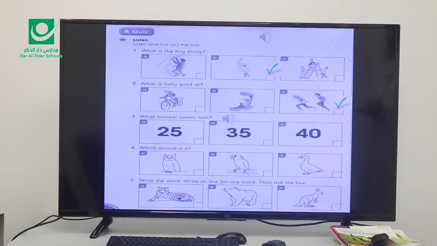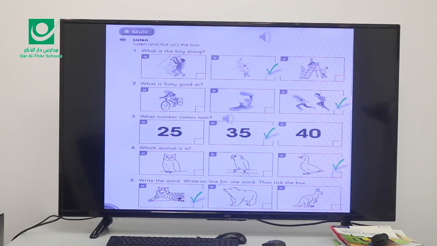3. Let's count. Listen to the numbers. 5, 10, 15, 20, 25, 30, 35. 4. This animal has wings and feathers. It is white. It has a long neck. Long neck. It is the goose. 5. T-I-G-E-R. Listen to the spelling. Listen again. T-I-G-E-R. It is tiger. Okay?